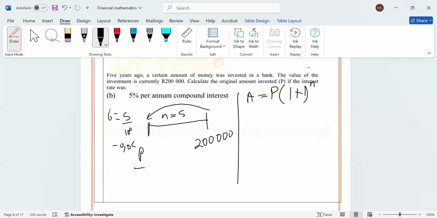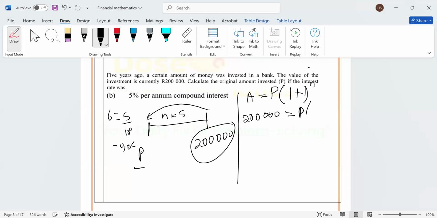What are we looking for? P. We're looking for P. The challenge is going to be for us to understand what is the accumulated amount, because they're saying currently is today, but if we go 5 years ago, it becomes what we have in the future. That is why I'm saying if you're going to draw a timeline, just remember you can either go forward or you can go backwards. If you are going backwards, then what you have here is going to be your future. If you are going forward, then what you are going to have is a present.